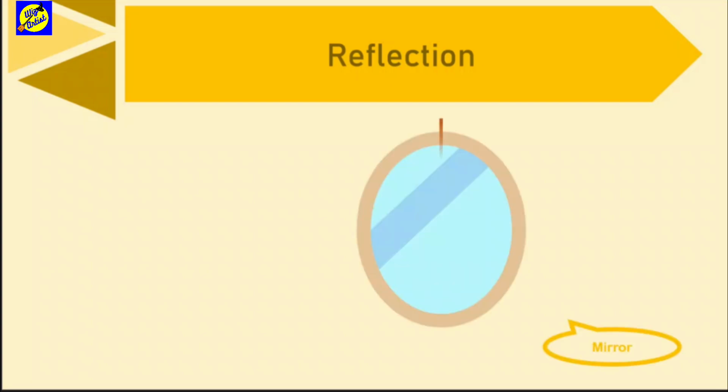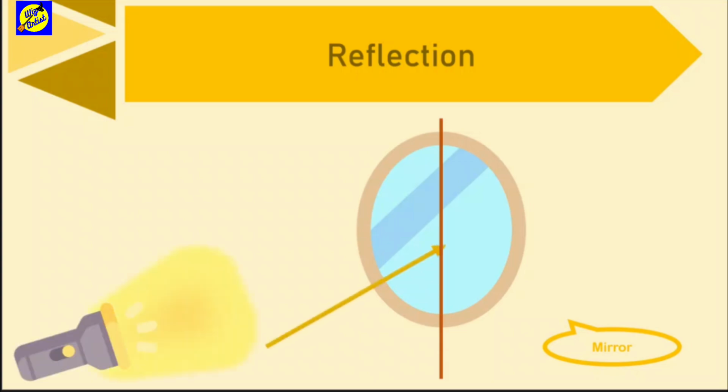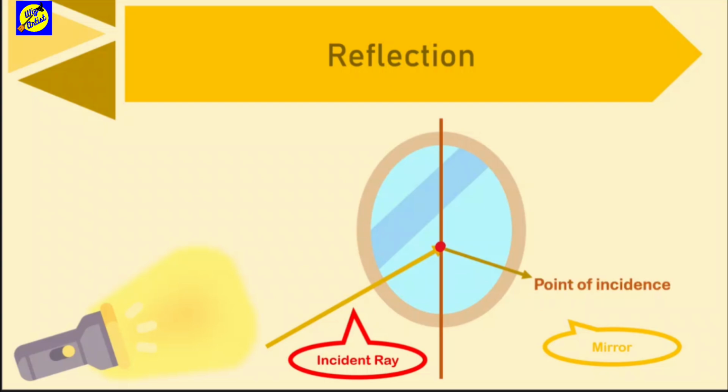Now let us understand in terms of physics about reflection in more detail, that is, the components of this reflection. Here is a mirror. Let us draw an imaginary line through the middle of the mirror. When we throw light on it, the path of the light is shown by this line, and this line is called the incident ray, which is inciting or striking the mirror. This point, where the incident ray and the imaginary vertical line intersect each other, is called the point of incidence.